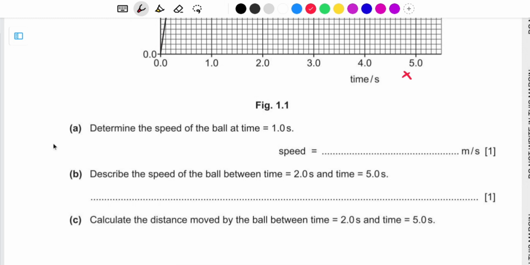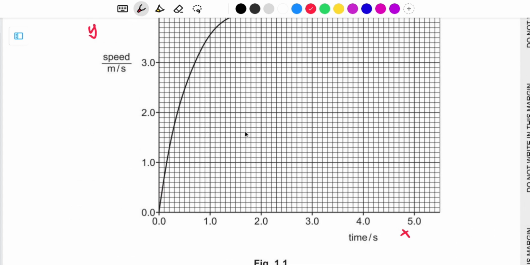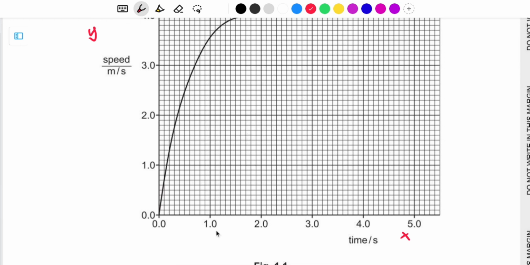The first question, A, says determine the speed of the ball at time equal to 1 second. What we need to do here is go to 1 second, then draw a straight line up to this point here. What value am I having on the speed here? Speed can be somewhere here. That is where these two lines are meeting, isn't it? So our speed is going to be here.